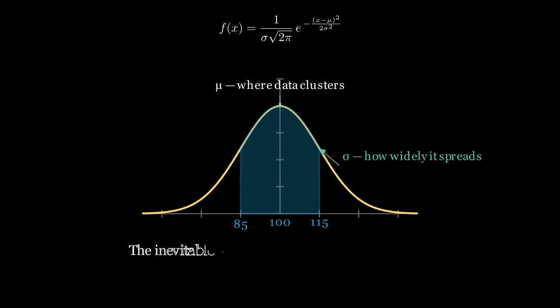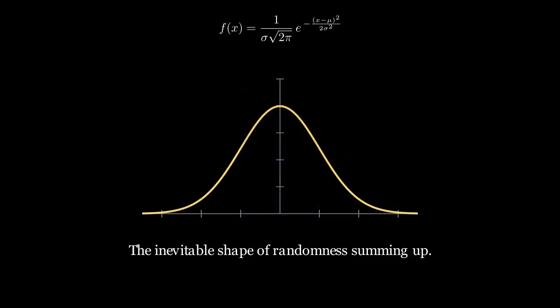Two numbers, mean and standard deviation, fully describe where data clusters and how widely it spreads. That is the quiet power of the bell curve.